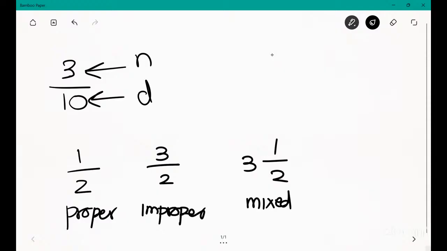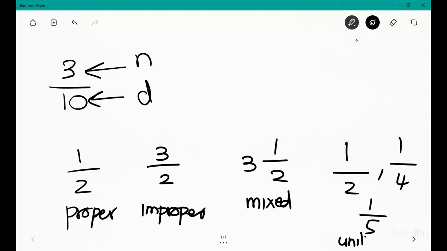Then you have another thing called unit fractions. A unit fraction is when you have 1 as your numerator and any other number as your denominator. So it can be 1/2 or 1/4 or 1/5. These are all called unit fractions. So those are the kinds of fractions that you could have. Now we have to learn what we can do with fractions. You can add, subtract, multiply, and divide fractions.